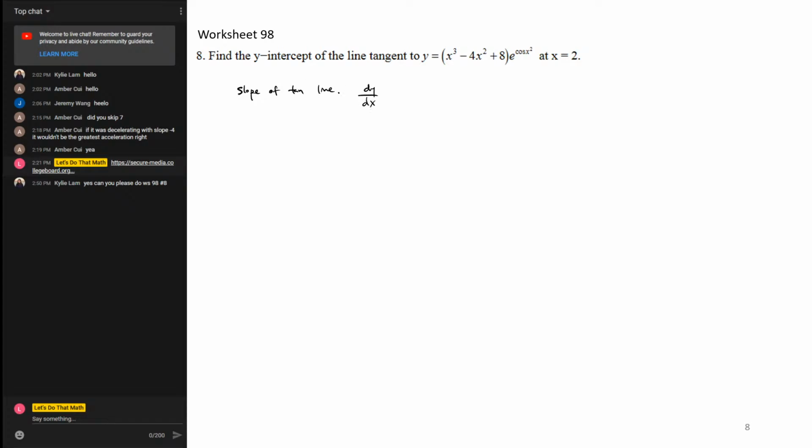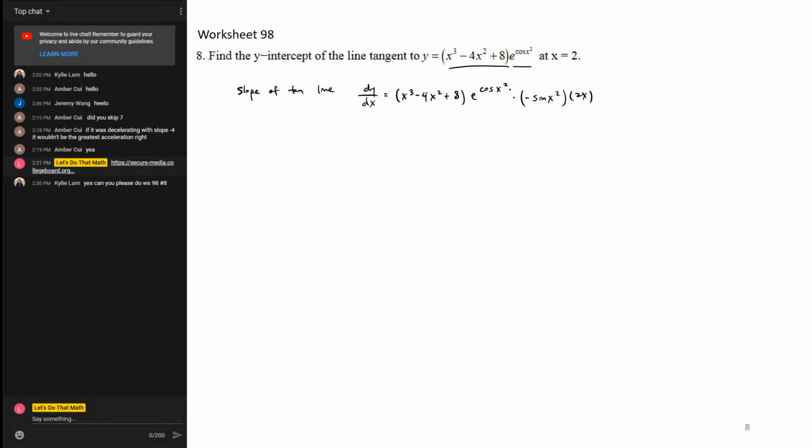So the question is, how do I differentiate this? There's a product rule and a chain rule, right? So product rule first, I have this times that. So product rule tells me I have x cubed minus 4x squared plus 8 times the derivative of the second part. The derivative of the second part is e to the cosine of x squared times the derivative of cosine of x squared. Derivative of cosine of x squared is going to be negative sine of x squared, and derivative of x squared is going to be 2x.